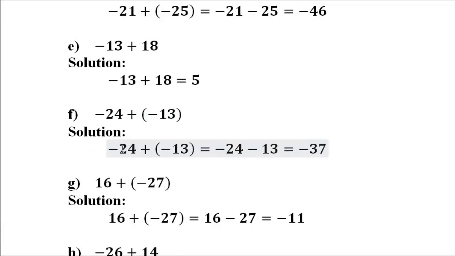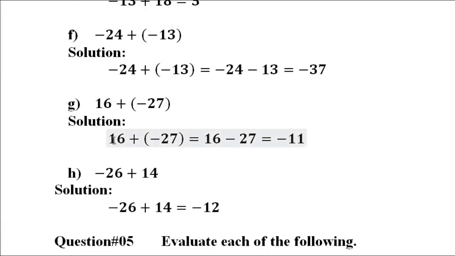The sixth part of the question is negative 24 plus negative 13. Let's multiply the positive sign by negative 13, which results in negative 13. The expression simplifies to negative 24, negative 13, since both numbers are negative. So we add their absolute values and keep the negative sign.